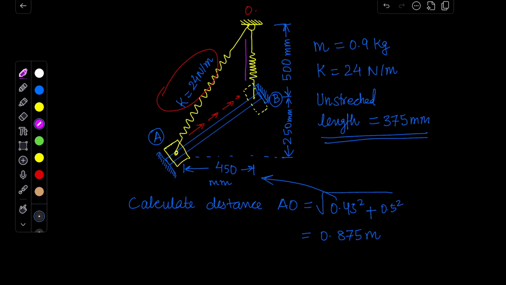So we have calculated the distance A to O by using just a simple triangle formula. And so here we can see the stretched total length at position A is 0.875 meter.